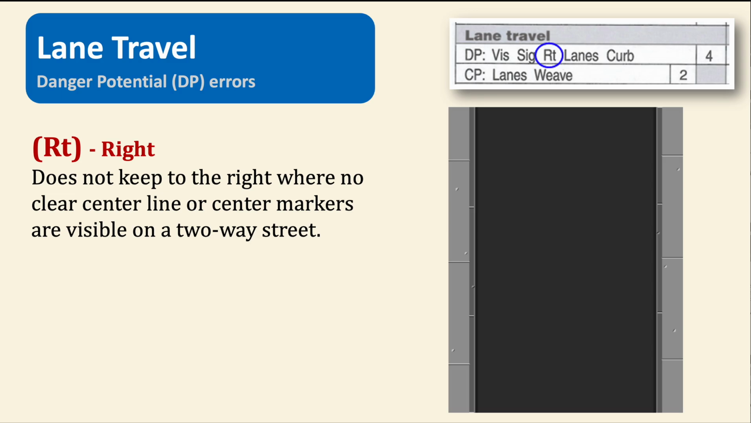It can be confusing because you see these lanes here, lanes there. Well, they're not really in their lane. It's not a marked lane, so they still have to keep to the right. That's why this one is different from the others.